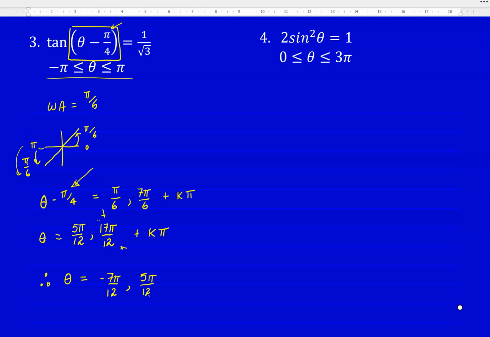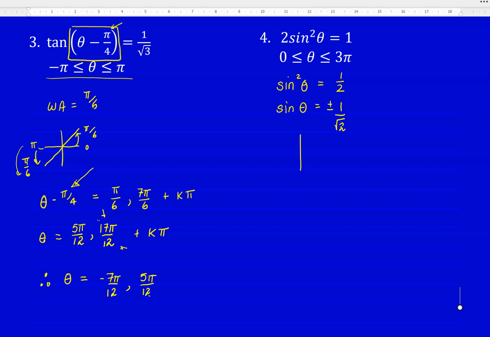Get sine by itself. So when we rearrange this, we end up with sine squared equals 1/2, but I don't want sine squared, I want sine. So we square root. When we square root a fraction, we square root the top and the bottom, so it becomes 1 over root 2, which is also plus or minus. When we square root a number, we get a plus or a minus. So that's what we're talking about.